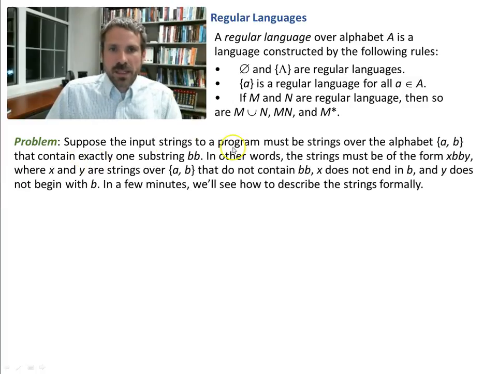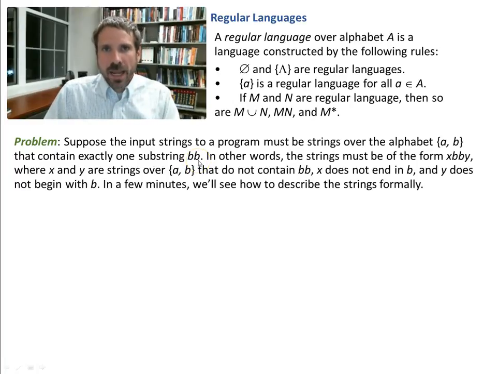But we want the program to accept not any words in this alphabet. We only want it to accept certain ones. This is just like when we write a computer program and we can't just type anything we want. The compiler only accepts certain inputs. So in this case, we are formalizing what those inputs should be.